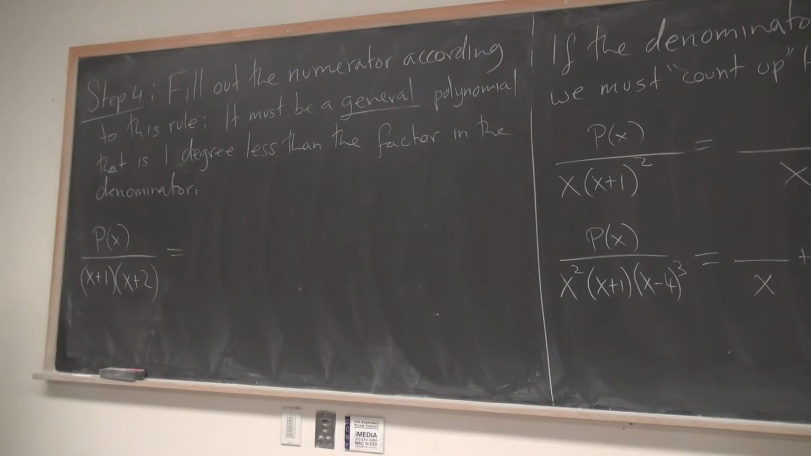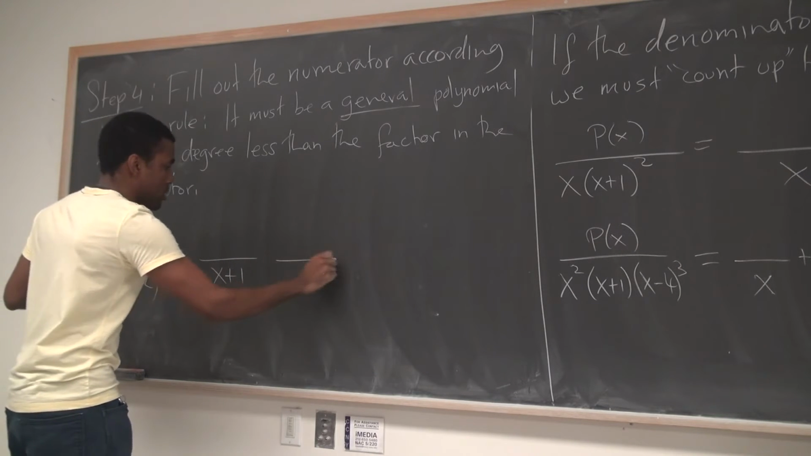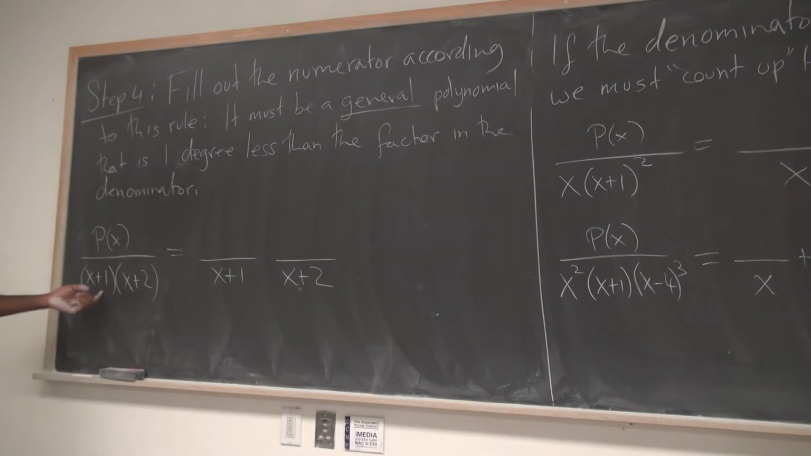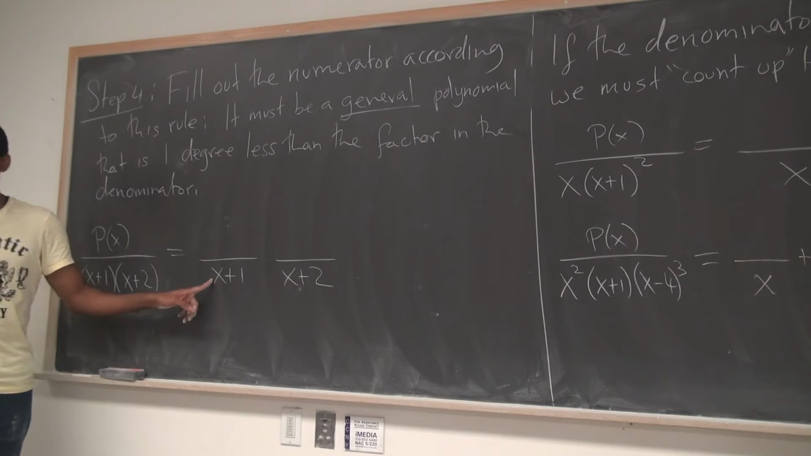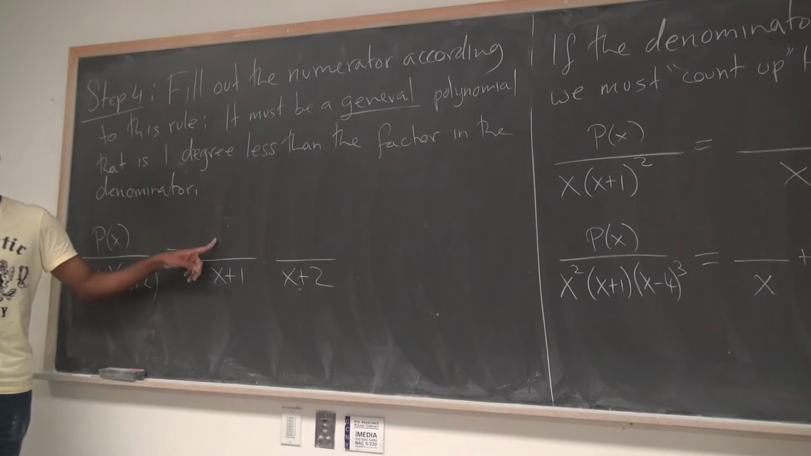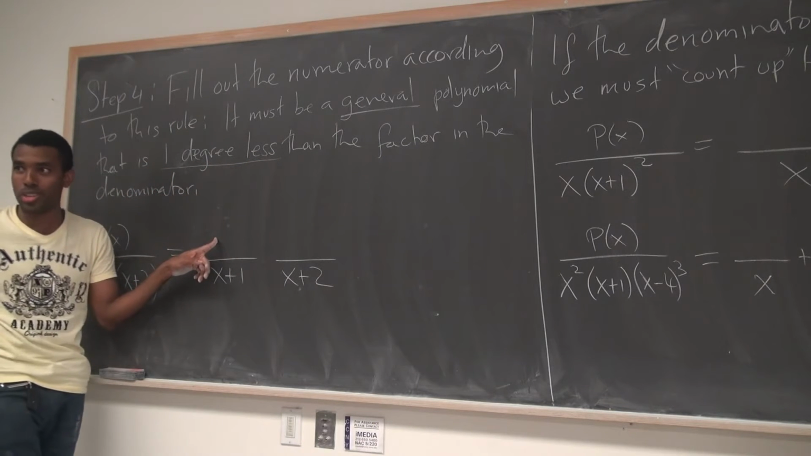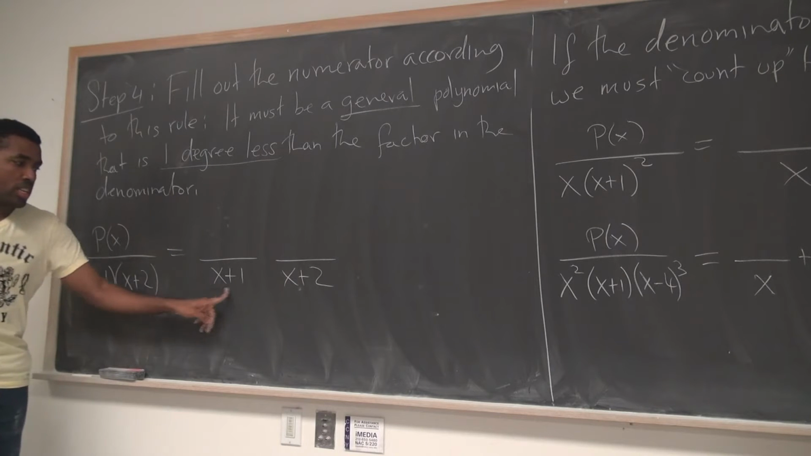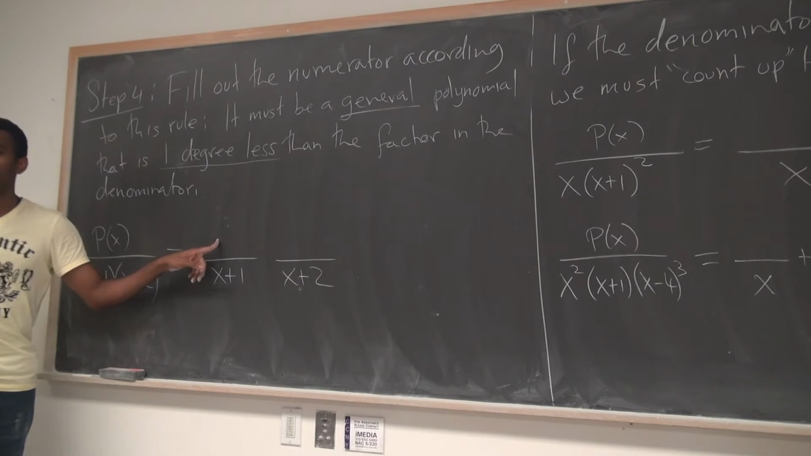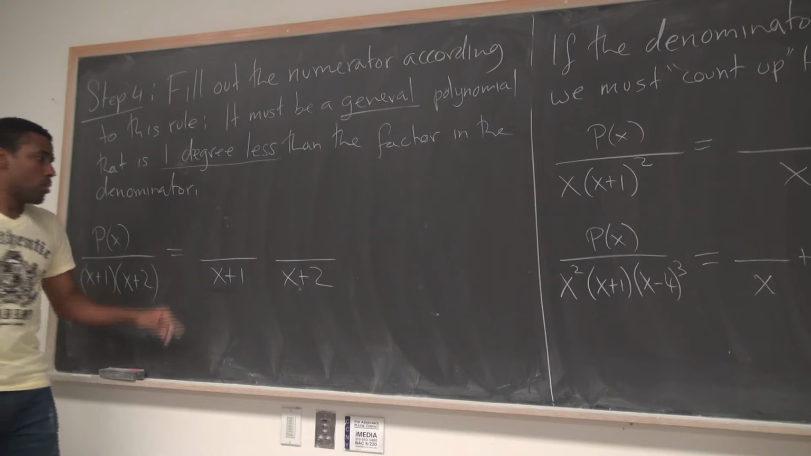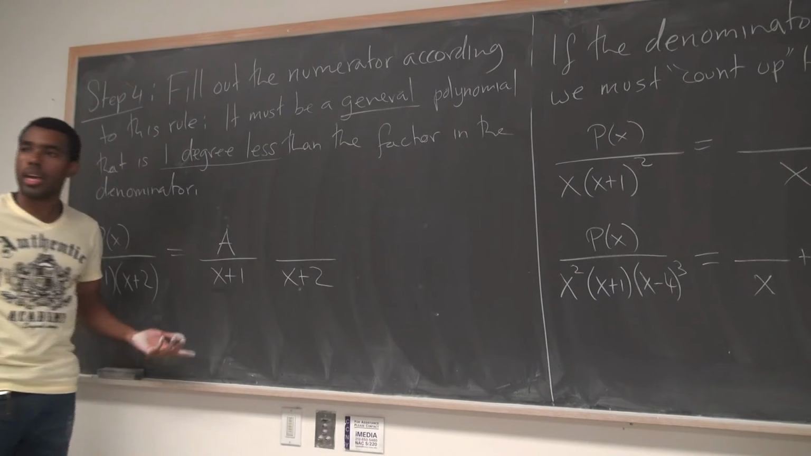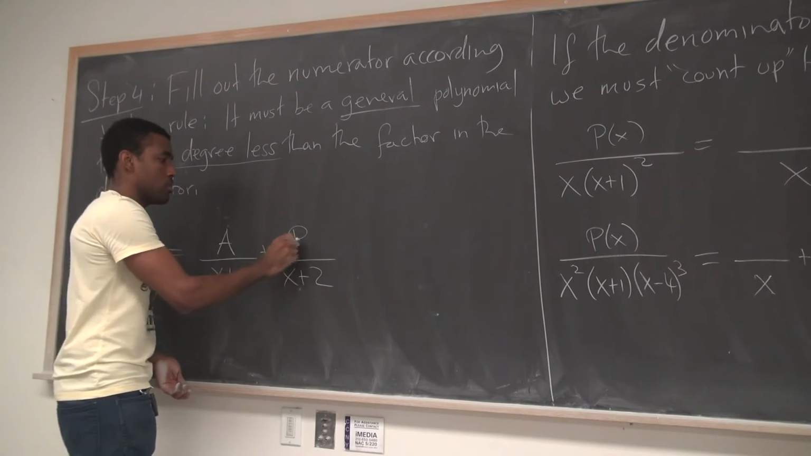So we went through step 1, the degrees are fine. Went to step 2, factor the denominator. Go to step 3, split these guys up. Now we're on step 4. How do I fill in the numerators? What's the degree of the bottom? 1. So the degree of the numerator must be what? 0. It must be exactly 1 degree less. So if the bottom is a linear polynomial, what does a 0 degree polynomial look like? It's just a constant. We normally denote it with a capital letter, like A, plus B.